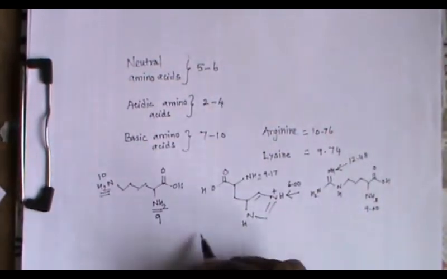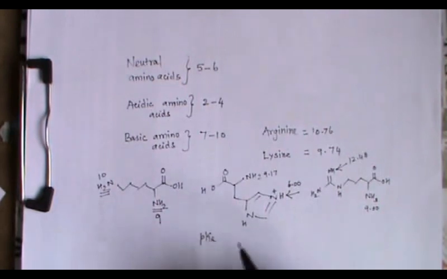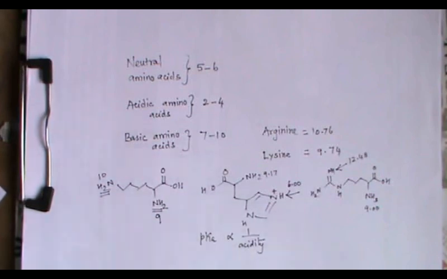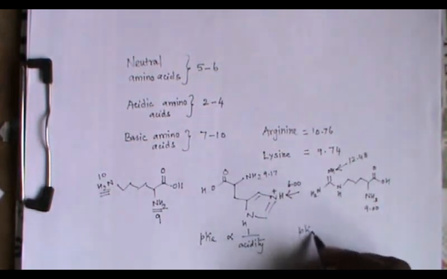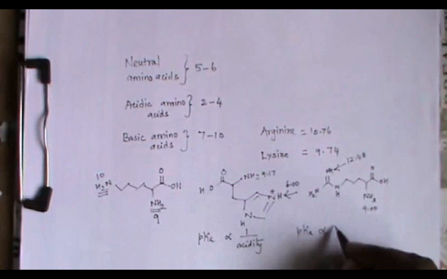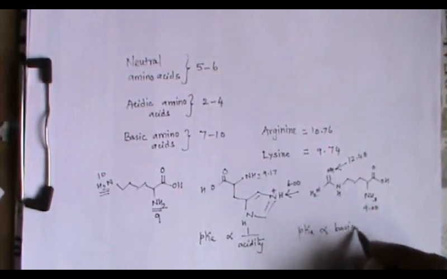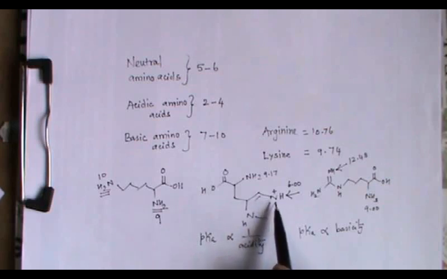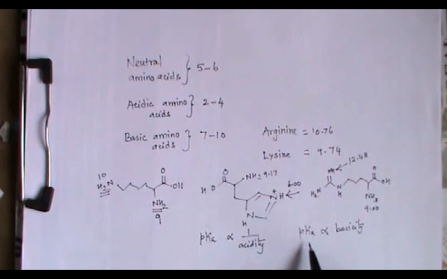You may know that pKa value and acidity are inversely proportional. The higher the pKa value, the less the acidity. I can modify this a little bit: pKa and basicity are directly proportional. If the nitrogen is more basic, then the pKa value will be high.